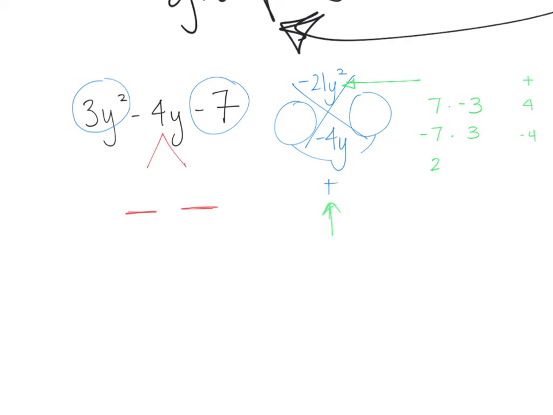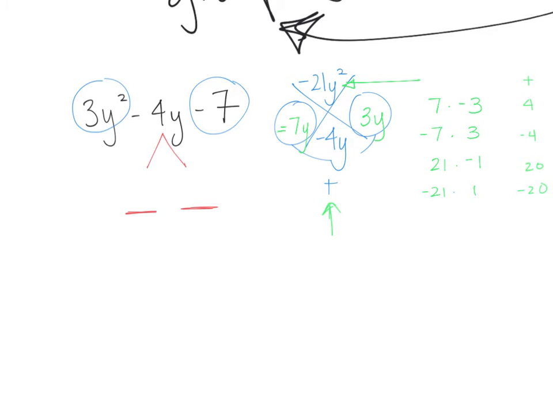Let's say I wasn't so lucky. What if I just tried like 21 times negative 1? Well, that adds to 20. And negative 21 times 1, that adds to negative 20. So you can kind of see those things aren't working. So what we're going to use here is negative 7y and 3y.